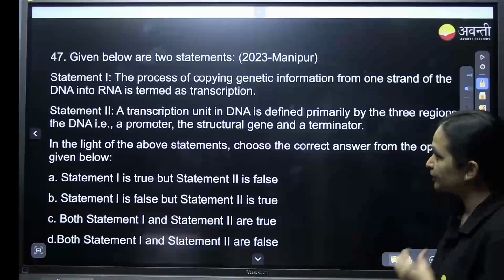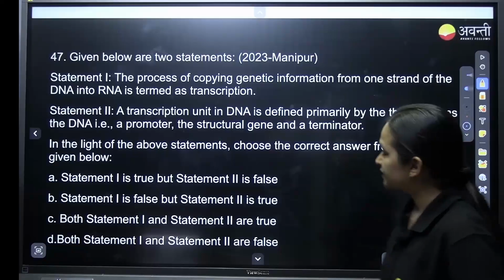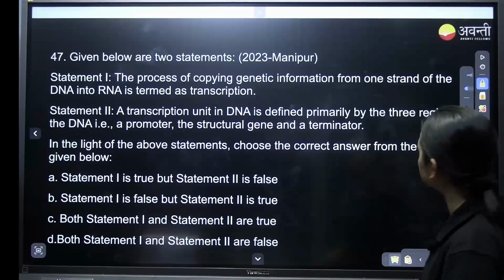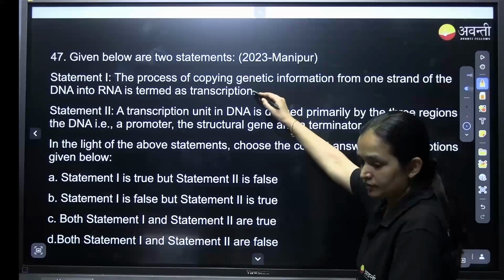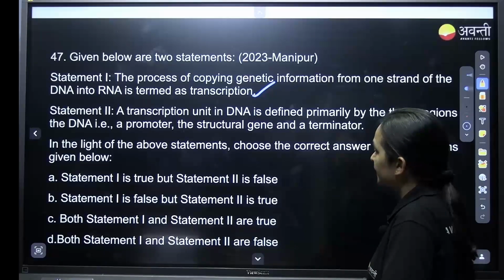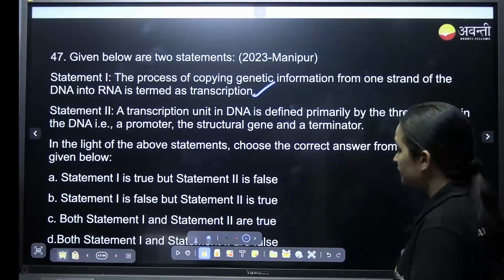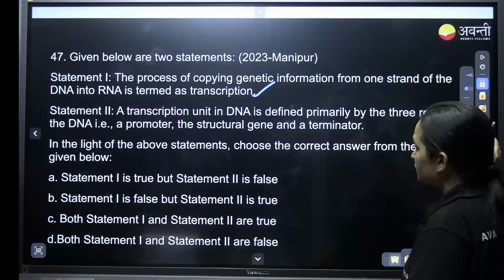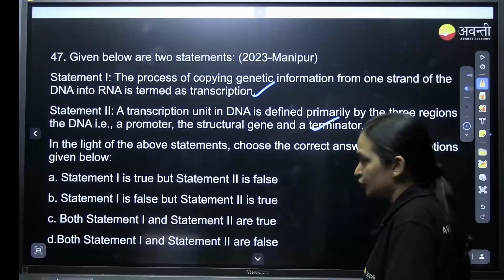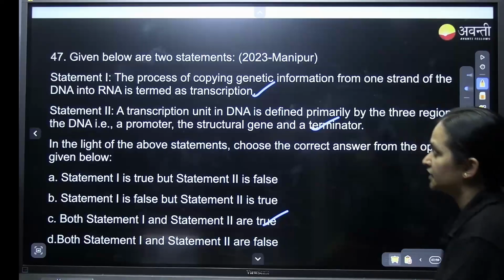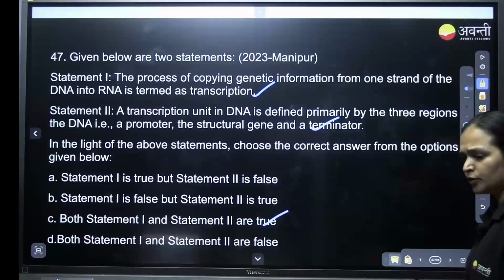Given below are 2 statements. Statement 1, the process of copying genetic information from one strand of the DNA into RNA is termed as transcription. Is it correct? Yes. The transcription unit in DNA is defined primarily by the 3 regions in the DNA, that is promoter, the structural gene and the terminator. Yes. So both are correct, isn't it? Yes, ma'am. Yes. I want everybody to participate, okay?